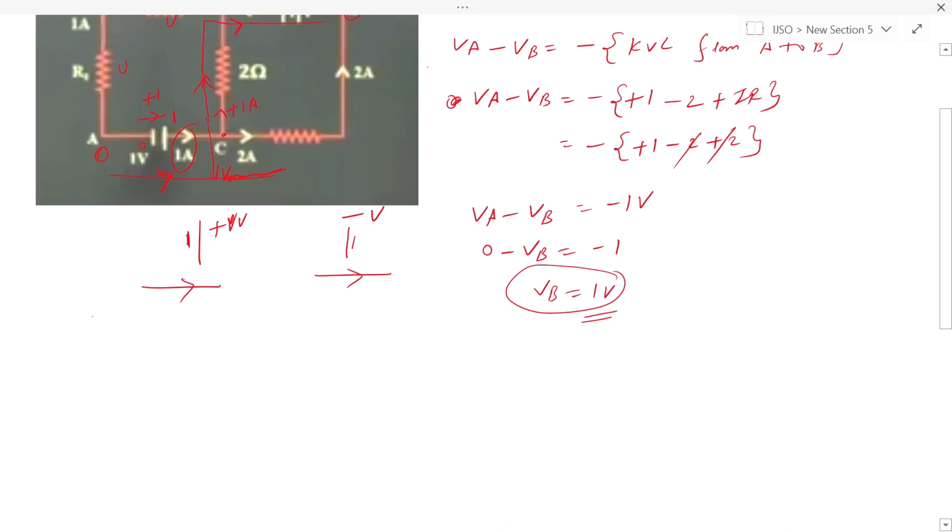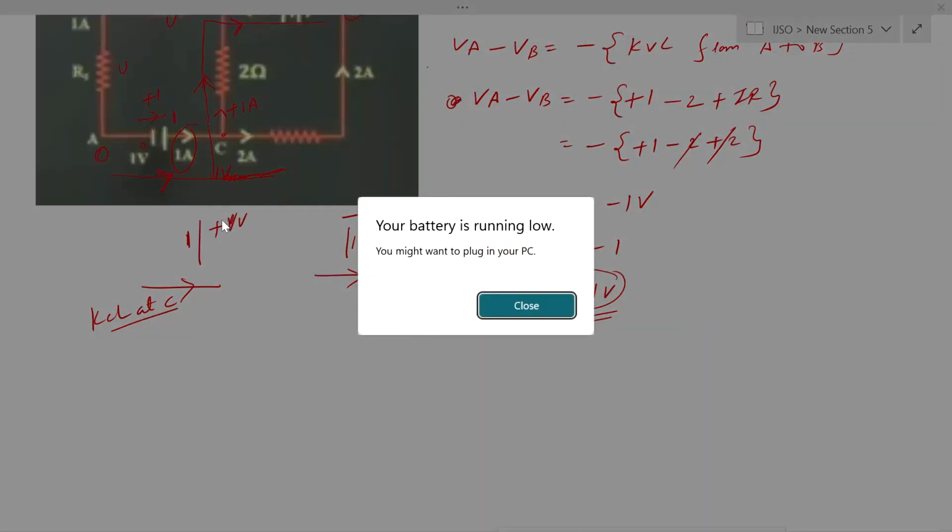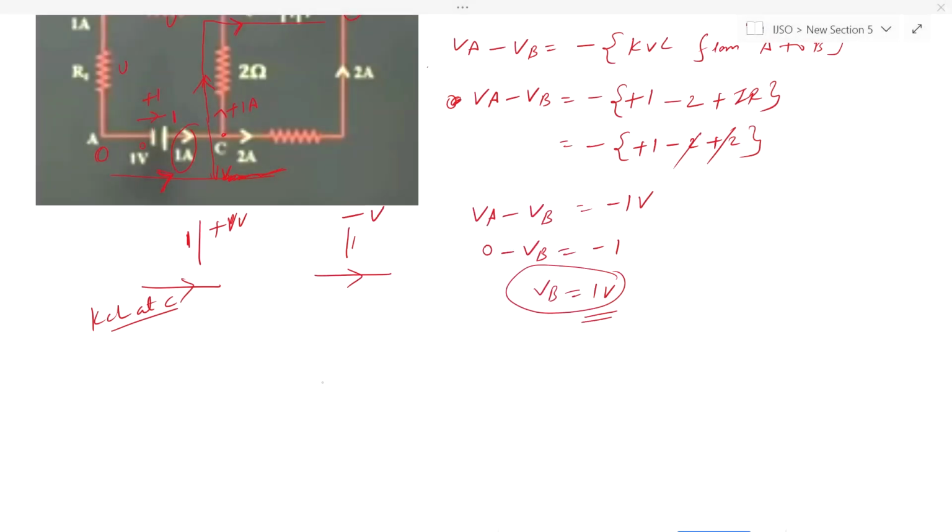Okay. So I have also applied KCL at C. One minute. So KCL में क्या था? Plus this is incoming. So +1, -2, -1. That we have to find out. So plus I think IC will be 0. So IC is equal to 1 ampere. Understood, na? So over here it's 1 ampere.